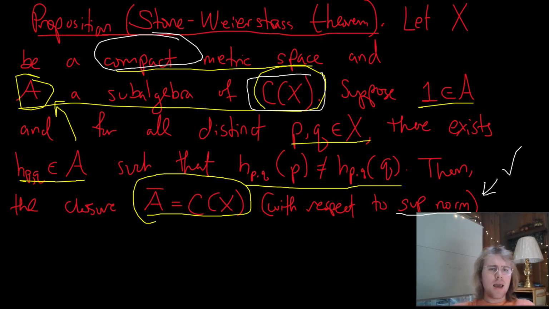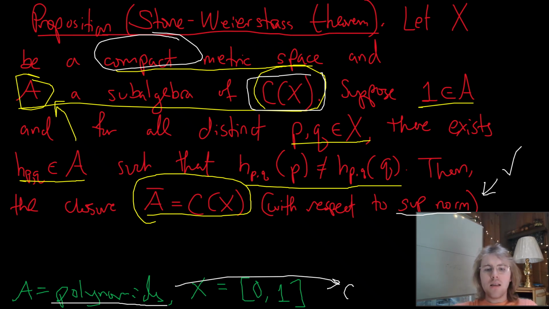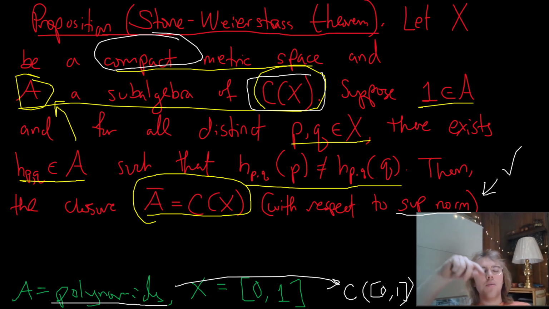For example, you could say that A here is the set of polynomials, right? And let's say X is the closed interval from 0 to 1. Then the Stone-Weierstrass theorem says that the set of polynomials is dense in the set of continuous functions from 0 to 1, a result more popularly known as the Weierstrass approximation theorem, and that just says that you can approximate any continuous function on the closed interval from 0 to 1 using polynomials, which is like super awesome.